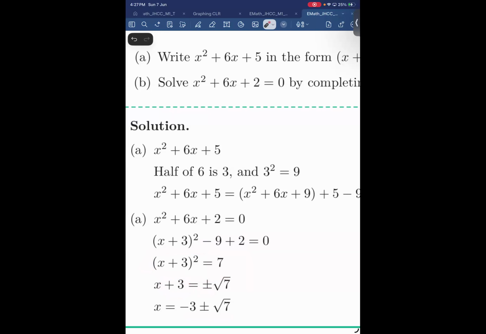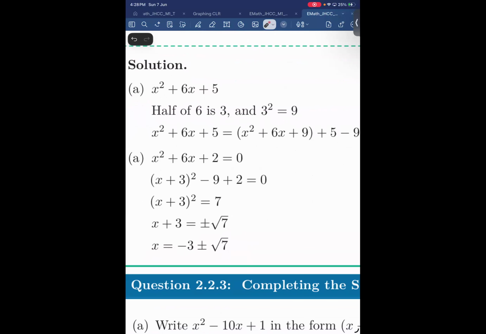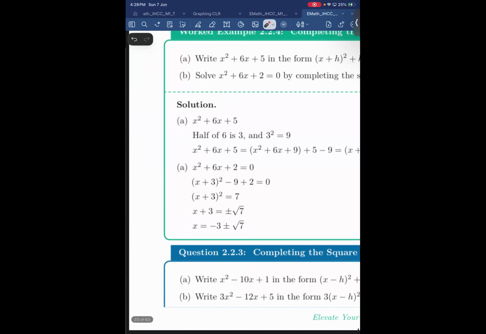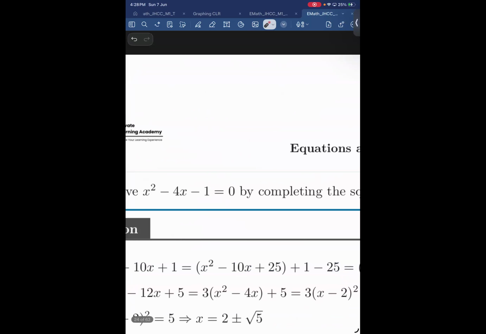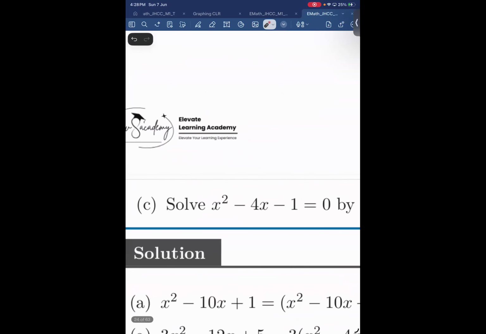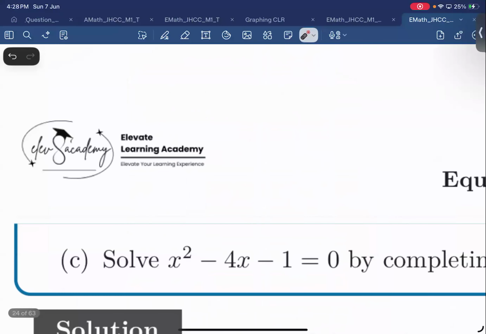So this is yet another method you can use, but I guess it's only when you've completed the square already that you use it. Otherwise just use one of the first two methods. Complete the square practice we have done already. Then I try part C. Solve this by completing the square.